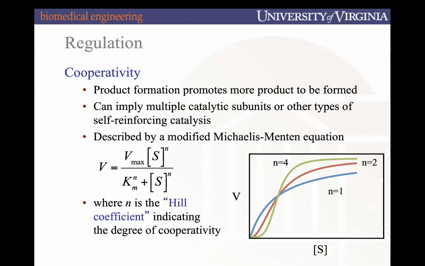If you look at the Michaelis-Menten kinetics graph at the bottom right here, you can appreciate that as the Hill coefficient goes up, meaning more cooperativity, more of the product is able to contribute to the reaction. You'll see that the rate of the reaction increases pretty dramatically as the Hill coefficient goes up.